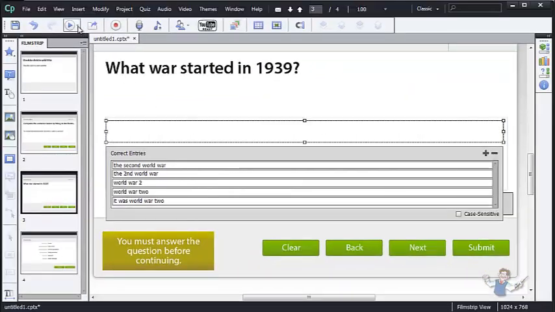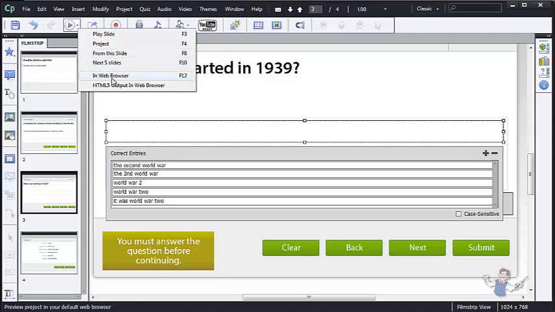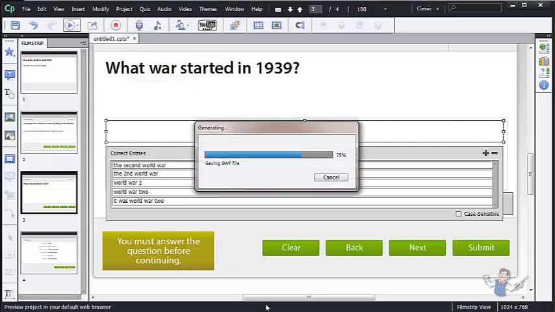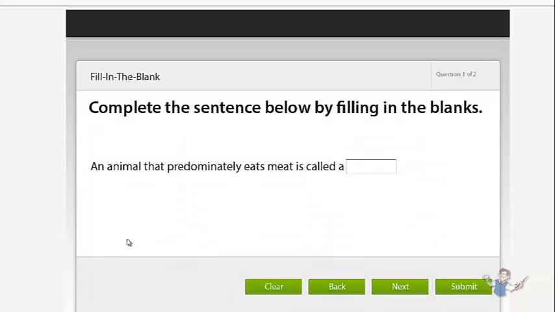Let's just have a look then how this looks in the actual quiz. Let's go up to the preview button here and preview in a web browser. It takes a couple of seconds to compile, and then the question comes in. The first question we'll have is complete the sentence below by filling in the blanks. An animal that predominantly eats meat is called a... Let's just put in the wrong answer here to see what the program does, and click submit. We'll have a box that pops up saying try again.